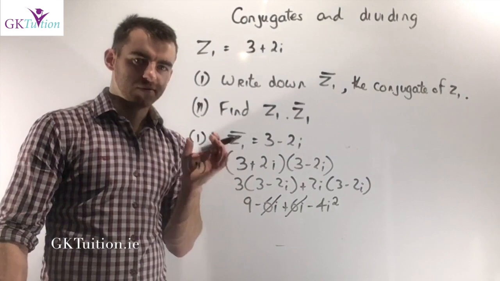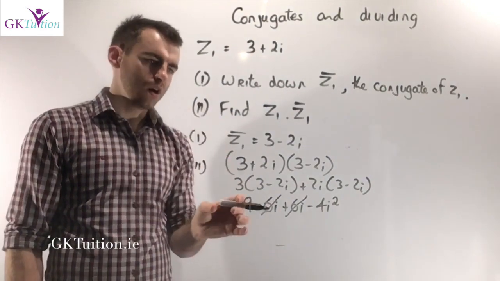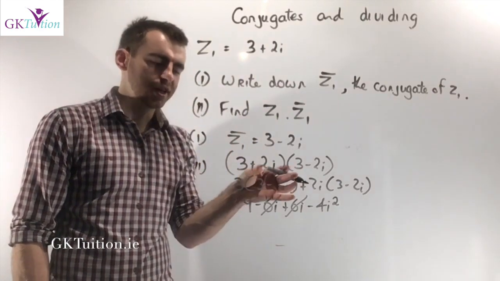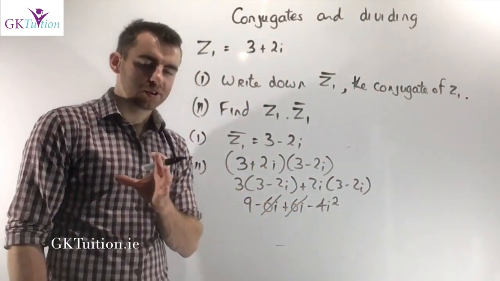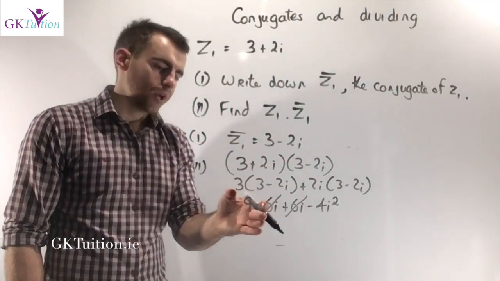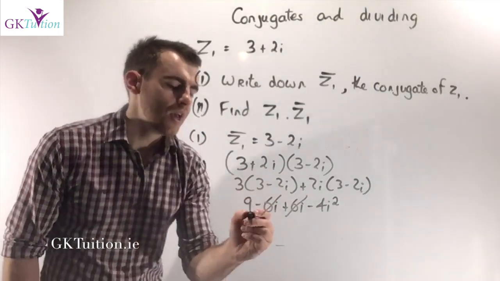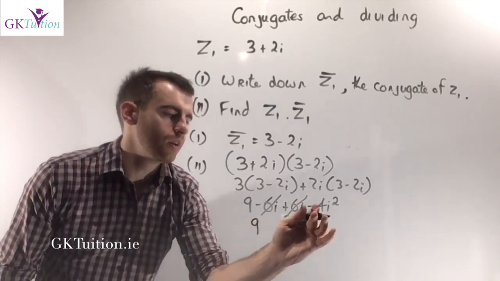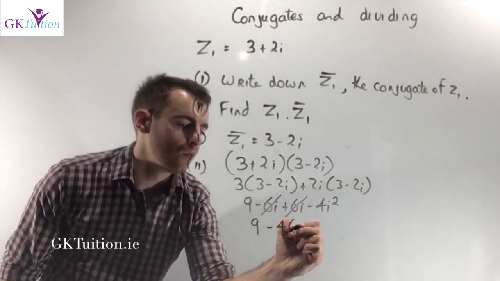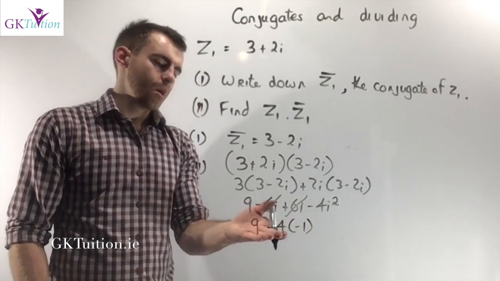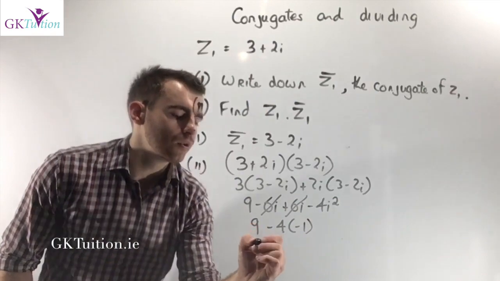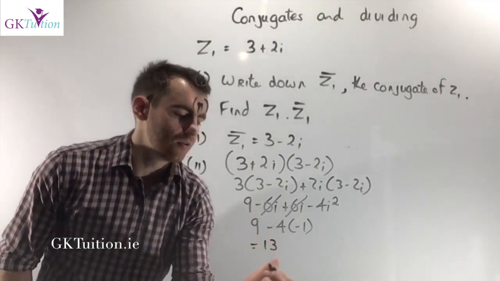That's the usefulness of conjugates. Whenever you multiply a complex number by its conjugate, the imaginary numbers cancel each other out, and you're left with a real number. Minus 6i plus 6i cancel out. And if I simplify this, I get 9, and then minus 4 times i squared is the same as minus 4 times minus 1. Minus 4 multiplied by minus 1 is plus 4, so I actually have 9 plus 4, so your final answer there would be 13.